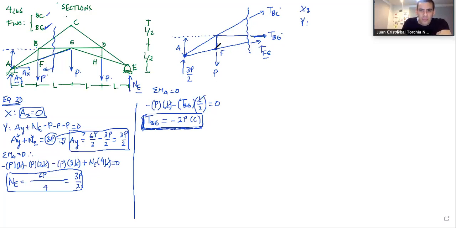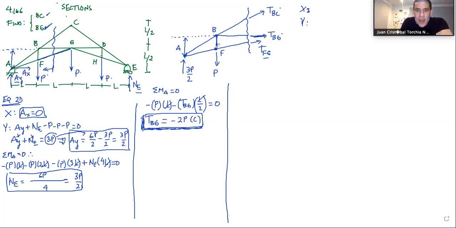What happens if we do another moment equation, instead of using X or Y? Maybe it's a good idea. Let's just discuss this. This point here is P. Hey, what about if we do moment at B? If I do moment at B, this TBC cancels out, this TBG cancels out. That doesn't seem a bad idea. But the problem is that I want to get TBC. So, oh yeah, you're right. I shouldn't be using B because I will cancel out the one that I'm looking for.